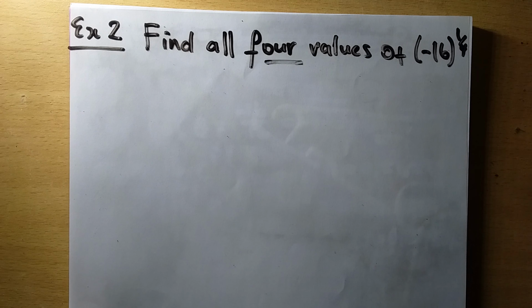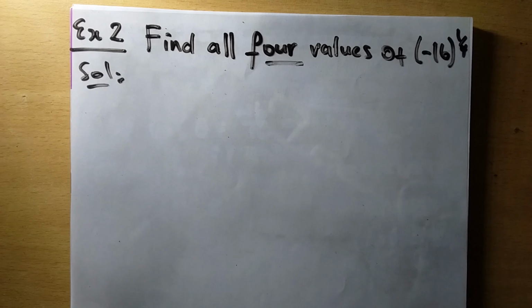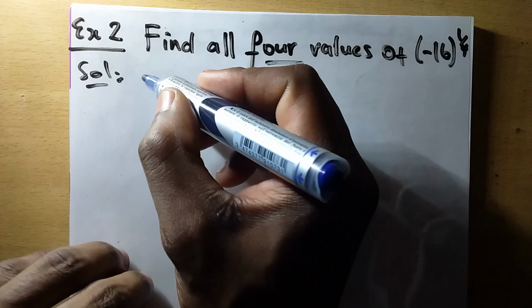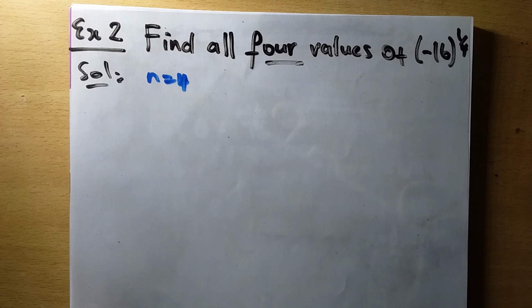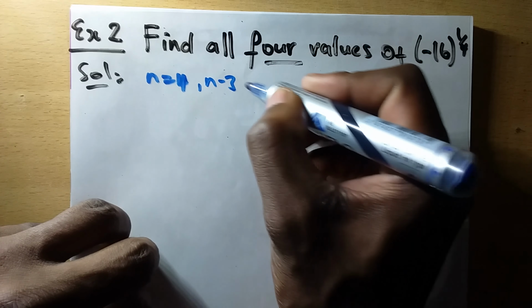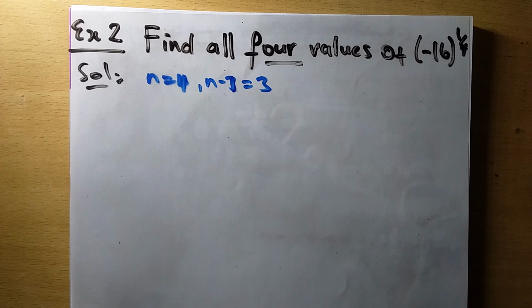Okay, they say we should find all four values of that complex number. The term which I underlined there is very important. So the solution is that first thing first that we need to acknowledge is that n is equal to 4. All four roots, n is equal to 4. Thus n minus 1 is equal to 3. This plays an important role in the general equation.